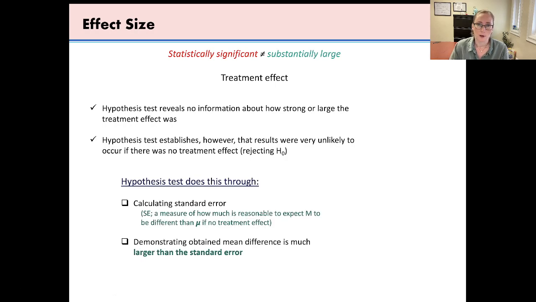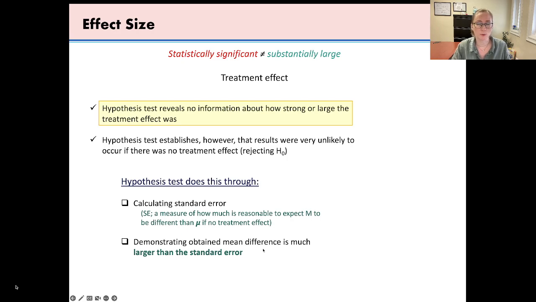So the way that a hypothesis test does this is, of course, calculating the standard error. We've been talking about that. Chapter 7 was all about the standard error, not standard deviation, but now the standard error. It's a measure of how much is reasonable to expect that sample statistic you pull from the population to be different than the population's parameter. I almost said statistic. Population parameter, for example, mean. Mean is the main one that we've been talking about. And you're showing that it's statistically significant by demonstrating that that mean difference is larger than the standard error.